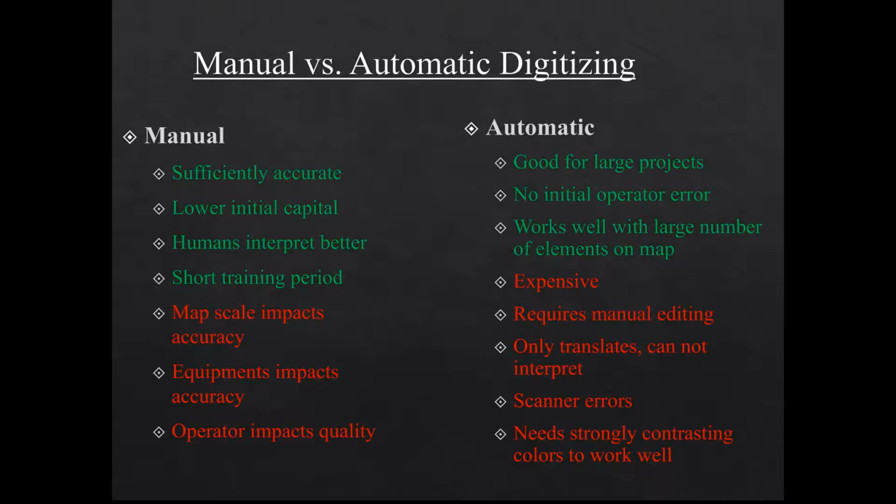Negative aspects of automatic digitizing is that the software can be very expensive. However, if the project is sufficiently large, the expensive software may ultimately be cheaper than the labor that would be required for manual digitizing. Automatic digitizing can also only translate and trace, but cannot interpret what it is actually looking at. Automatic digitizing may be more susceptible to misdigitizing areas in the map where the scanner messed up or had a smudge.